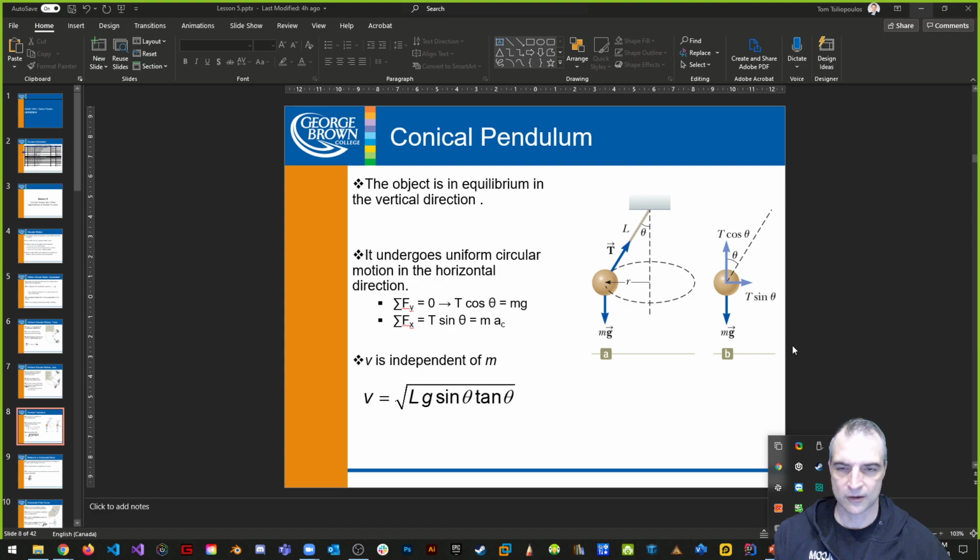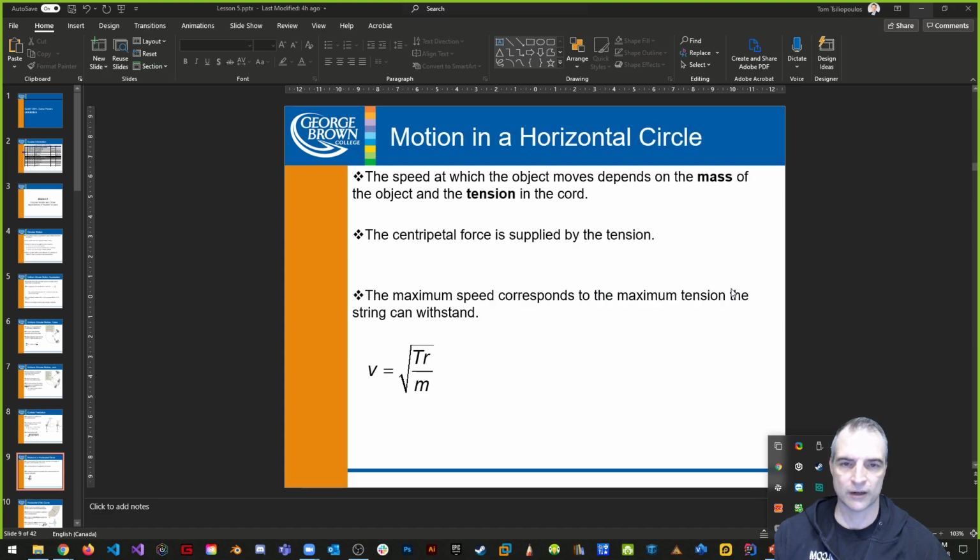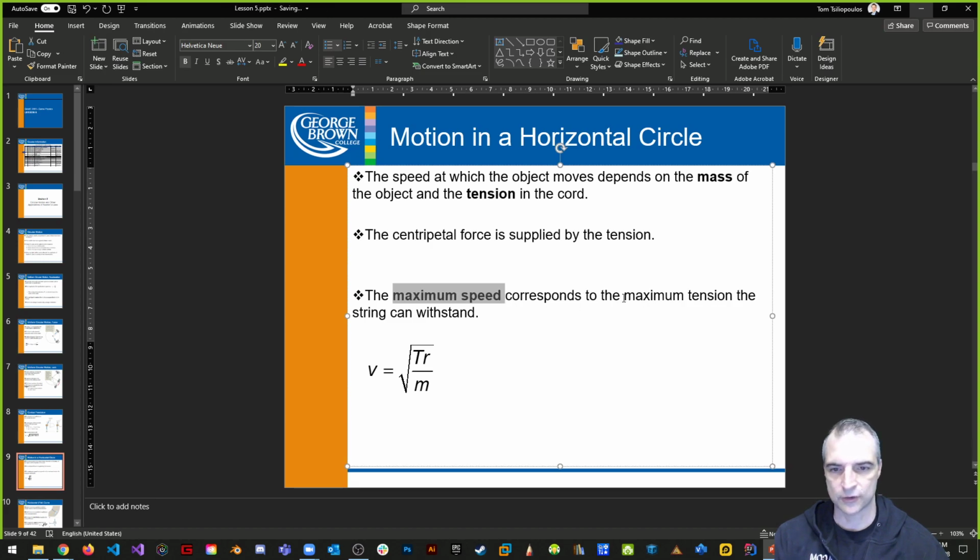All right, so that is the conical pendulum. Let's keep going. How about motion in a horizontal circle? The speed at which the object moves depends on the mass of the object and the tension in the cord. The centripetal force is supplied by the tension. So the tension itself is like a normal force, and it pulls back toward the middle, wherever I'm holding this object. The maximum speed corresponds to the maximum tension. So these two things, maximum speed and maximum tension, are related. The more tension I can handle, the more speed I can handle, which makes sense.